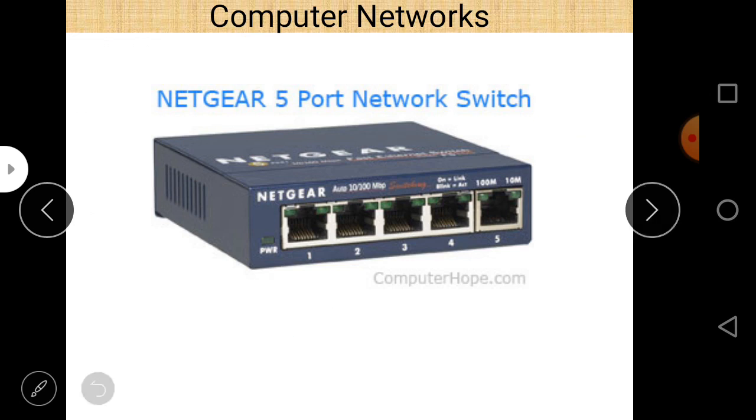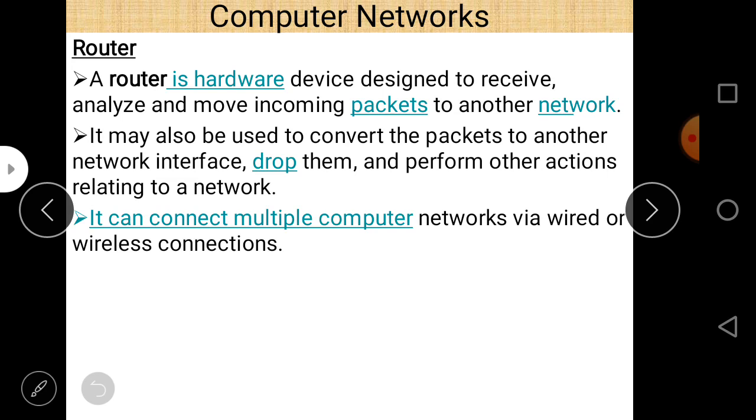Next is the router. A router is a hardware device designed to receive, analyze, and move incoming packets to another network. And it may also be used to convert the packet to another network interface, drop them, and perform other actions relating to a network. And it can connect multiple computer networks via wired or wireless network. So a router is a hardware device first of all, and its work is to receive, analyze and move incoming packets to another network.